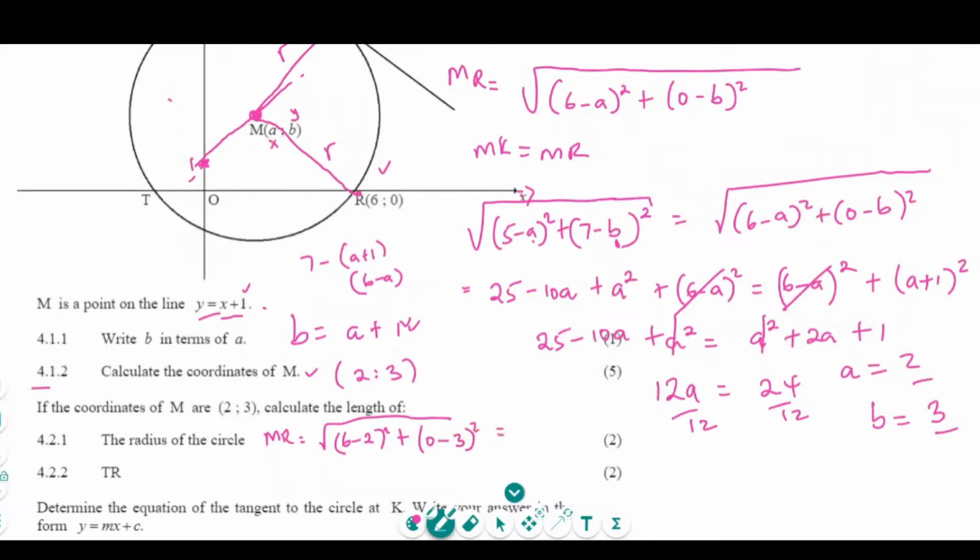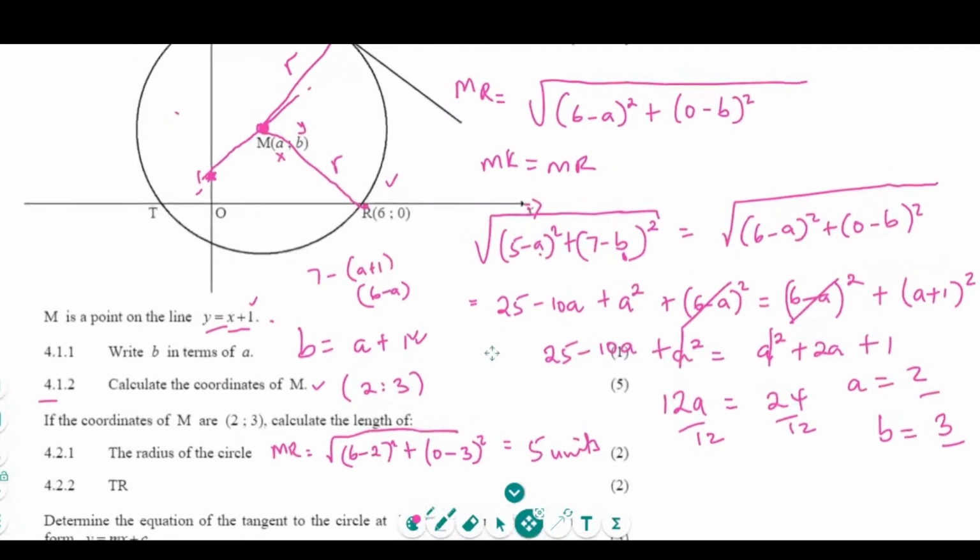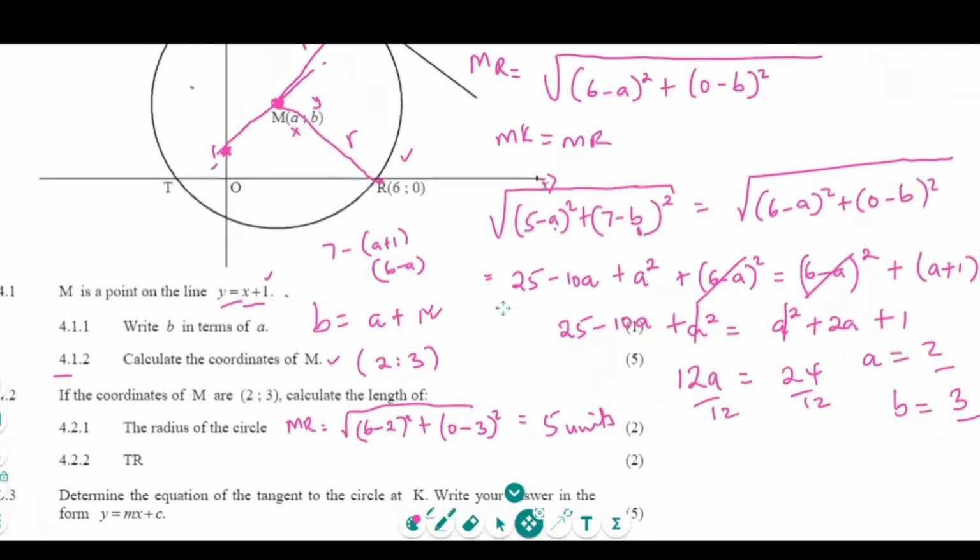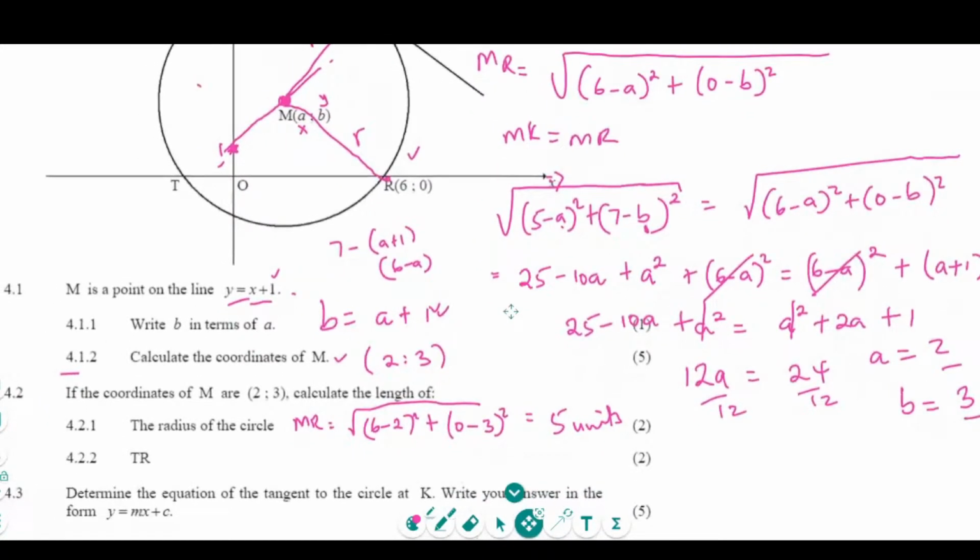So that is 6 minus 2, which is 4 squared, plus 0 minus that, which is a 3, and that is a 9. I'm having my radius as 5. So those are 5 units. Then they want us to get the length of TR. Where is TR? How many marks is it? It is 2 marks. Okay.